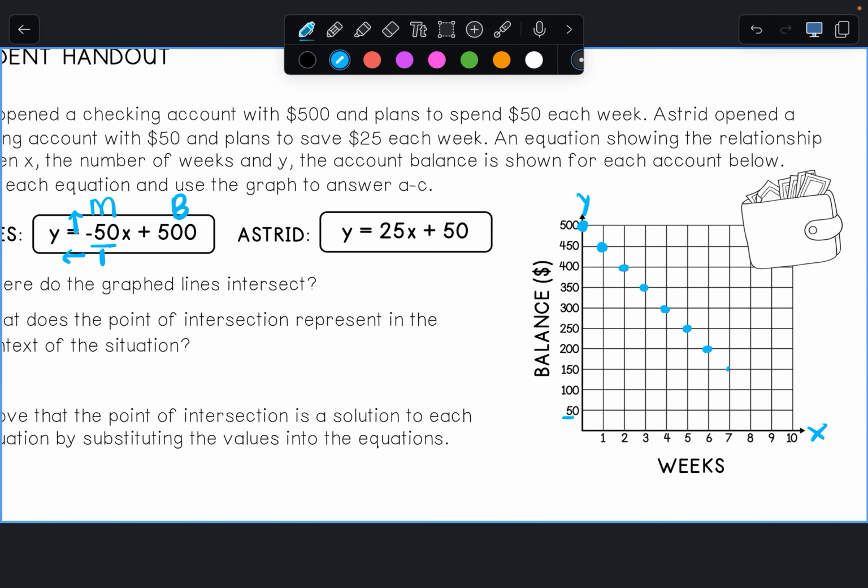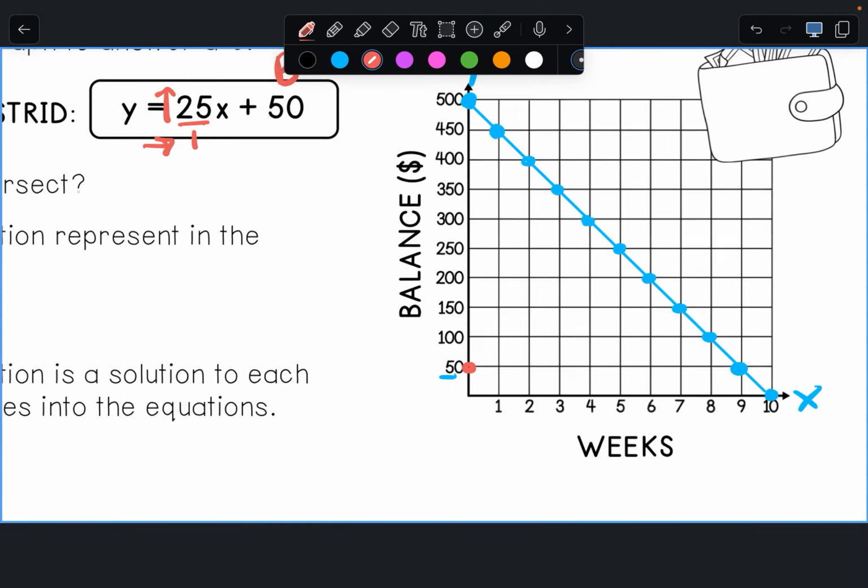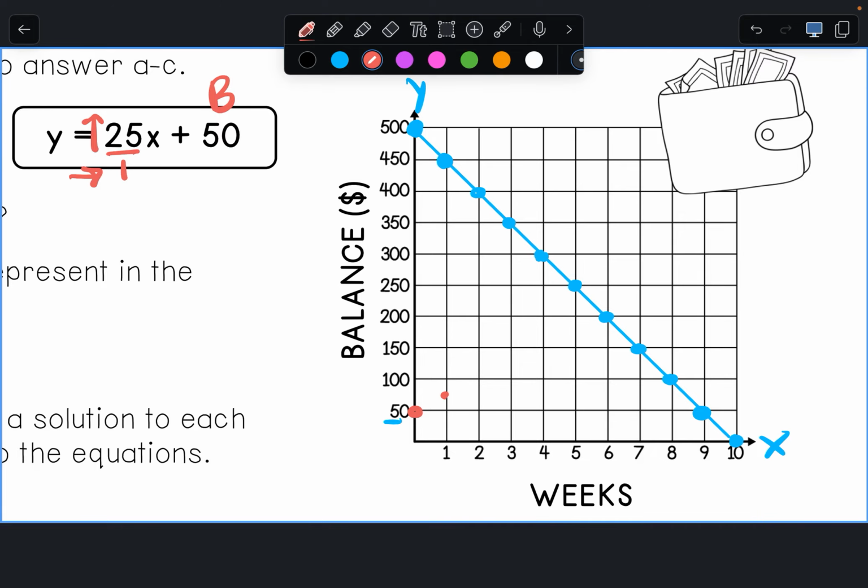Part B. What does the point of intersection represent? When you see that word represent, it means in words. What does the 6 represent in words? 6 is an X value. In 6 weeks, they'll both have 200. 200 what? Money. Their balance. So how would you say that in words? After 6 weeks, both girls will have the same balance, $200.